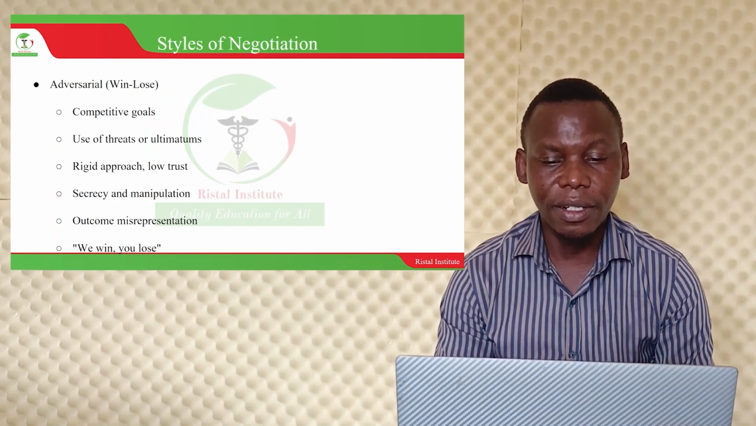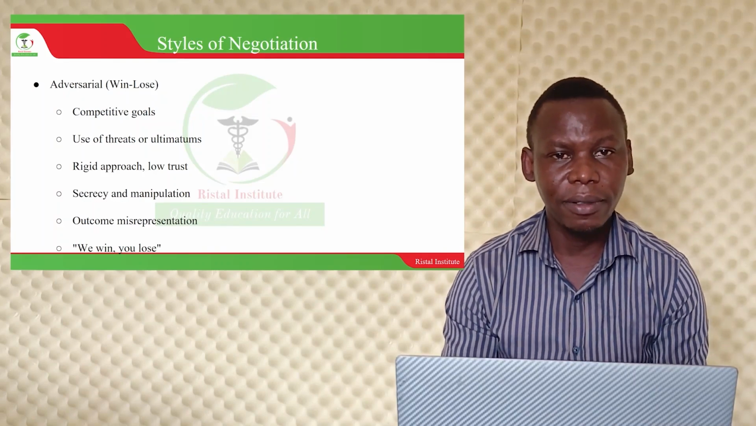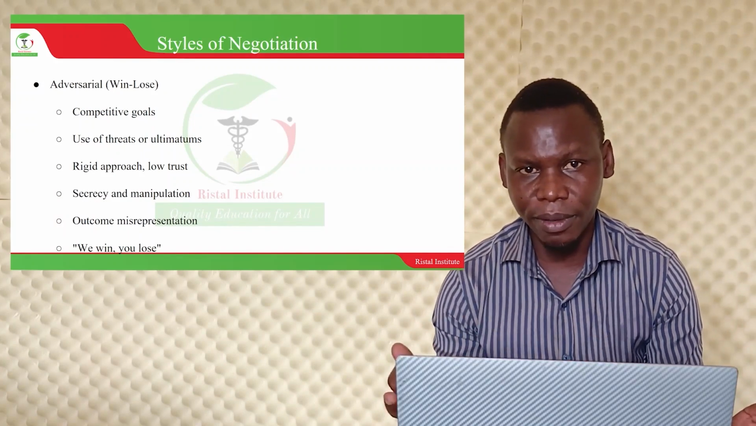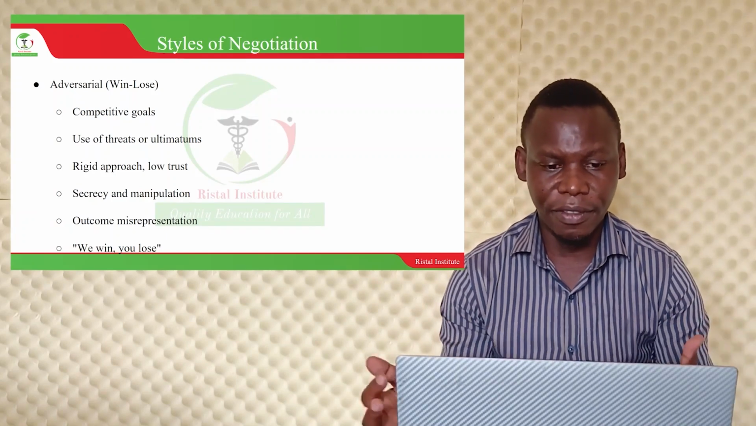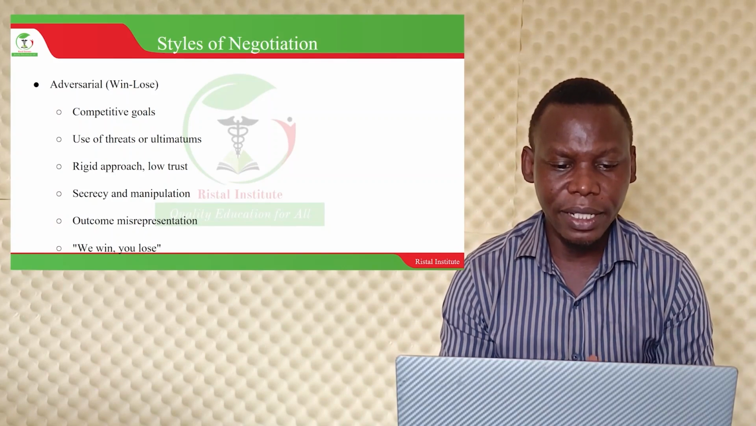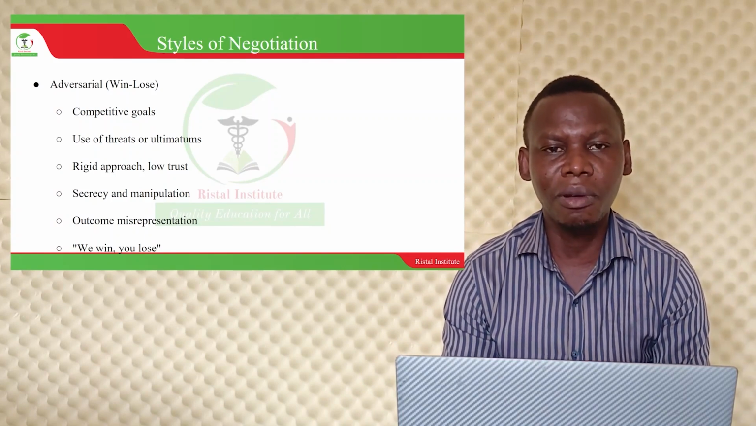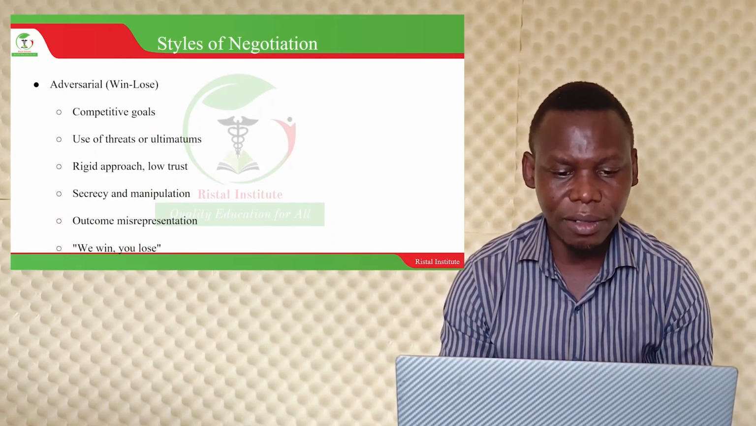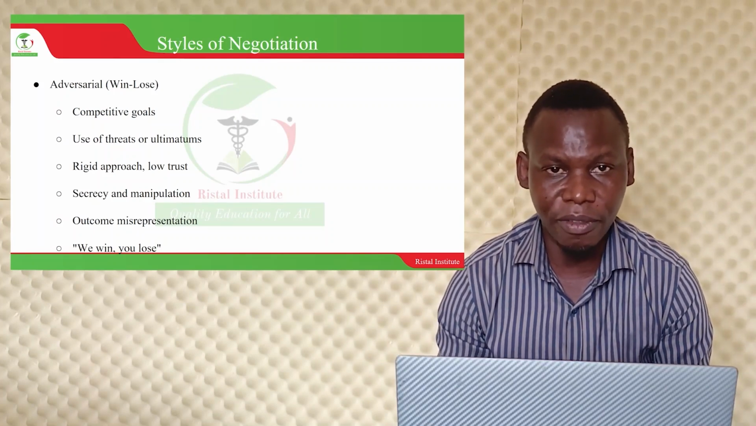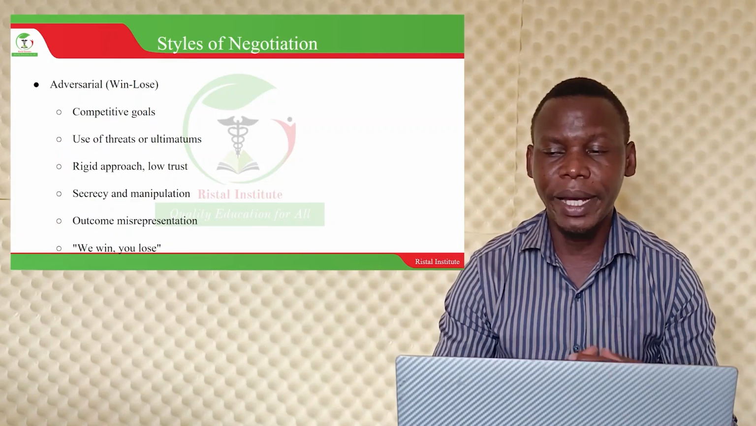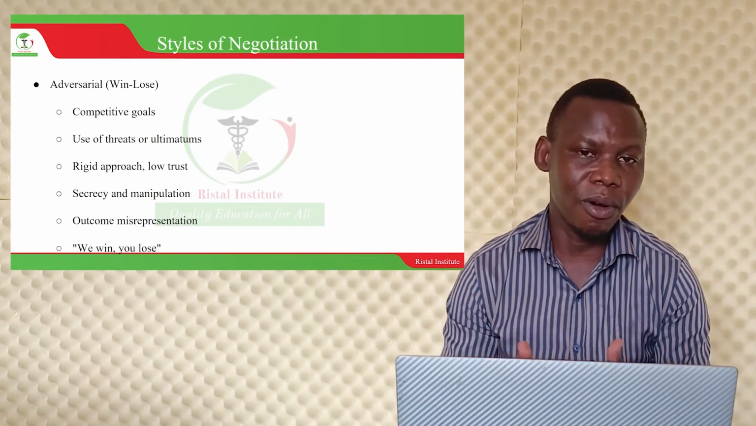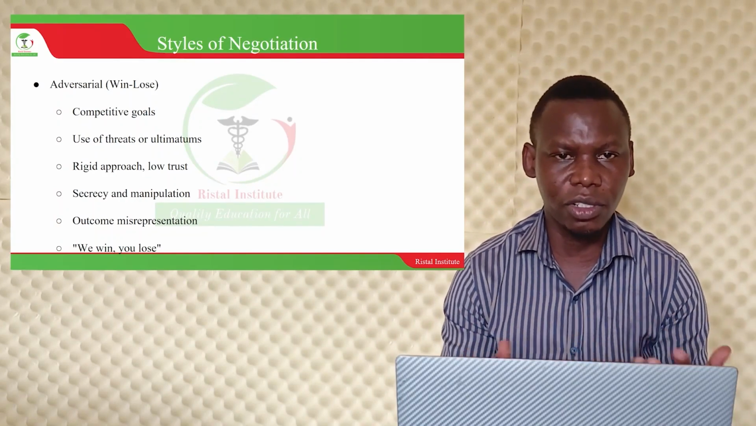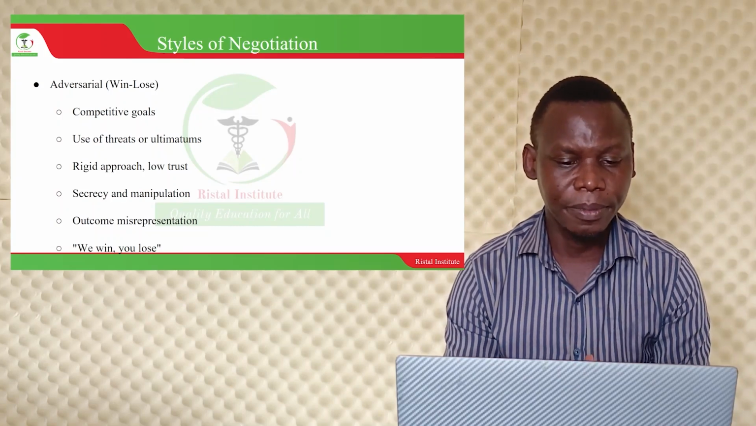Use of threats also is included in this style, where the buyer may be threatening the seller: if you don't take it, then it's okay, I'll get another buyer. Such kind of threats. Rigid approaches, which may lead to loss of control or low trust. Low trust is also included in this style, whereby the way people talk is not more of friendship, not more of cooperative, it is more like a force pulling of ropes, if we use layman's language.